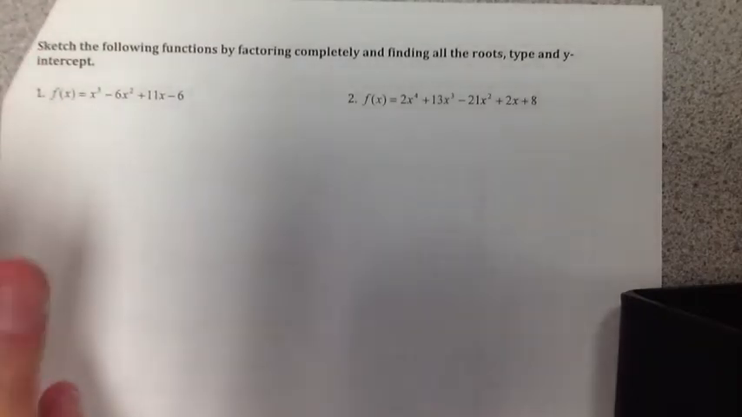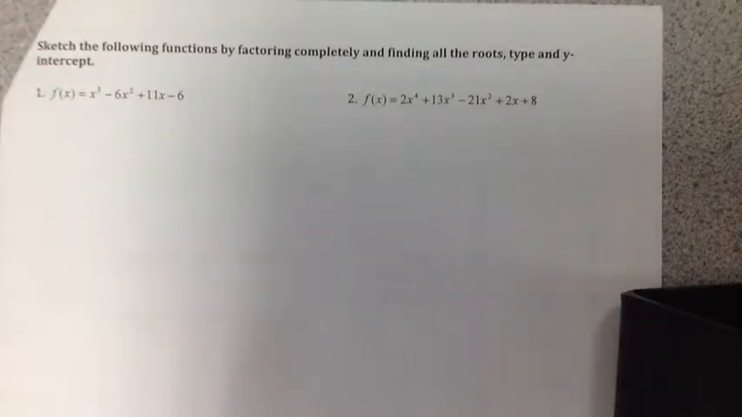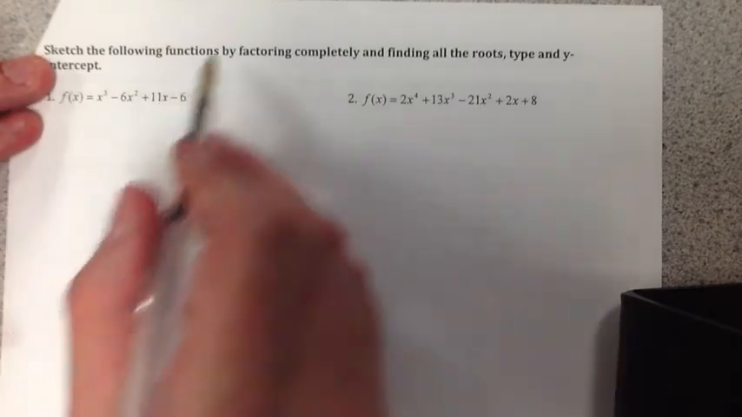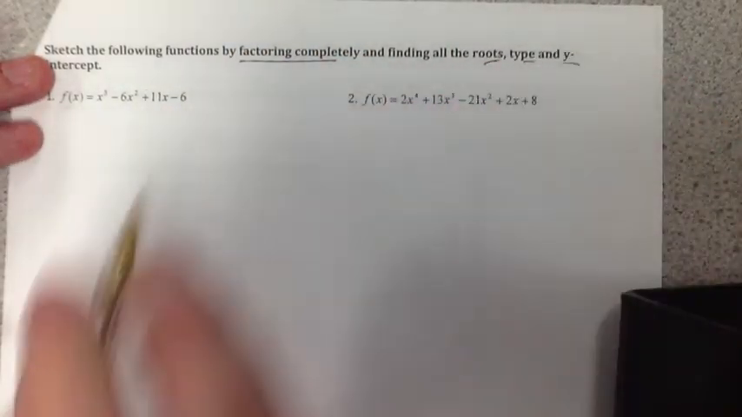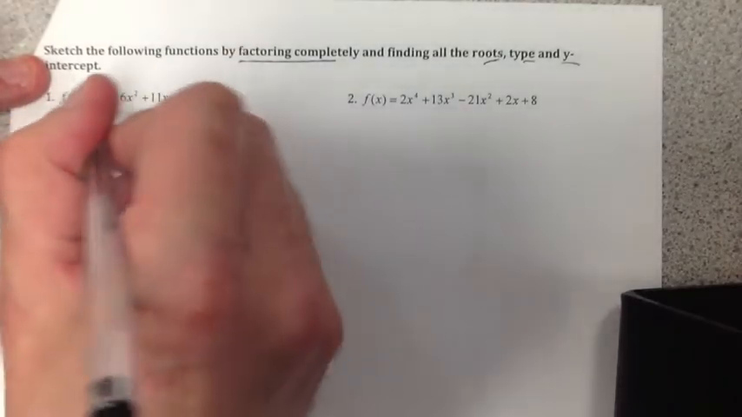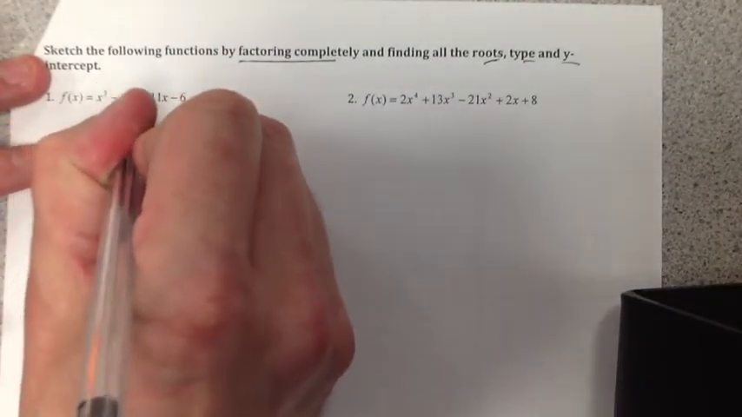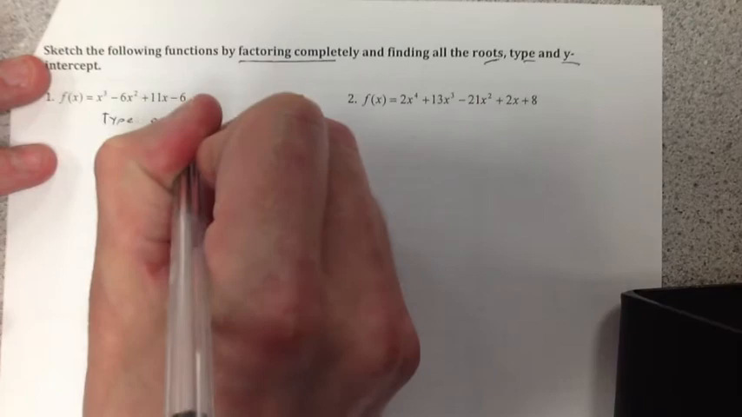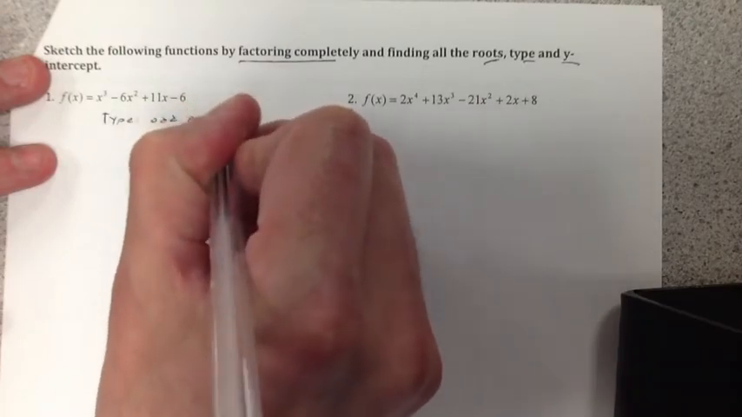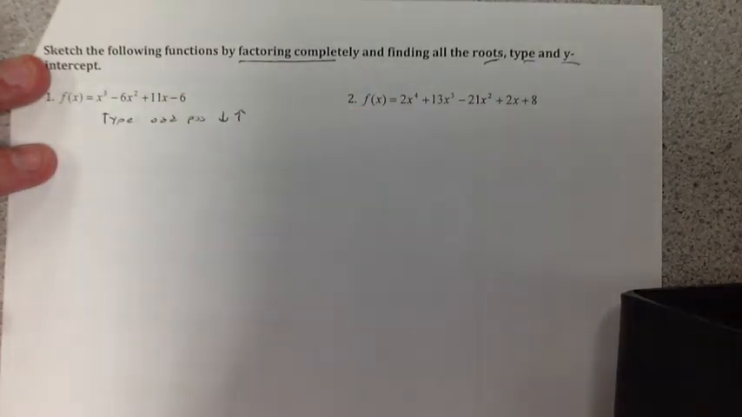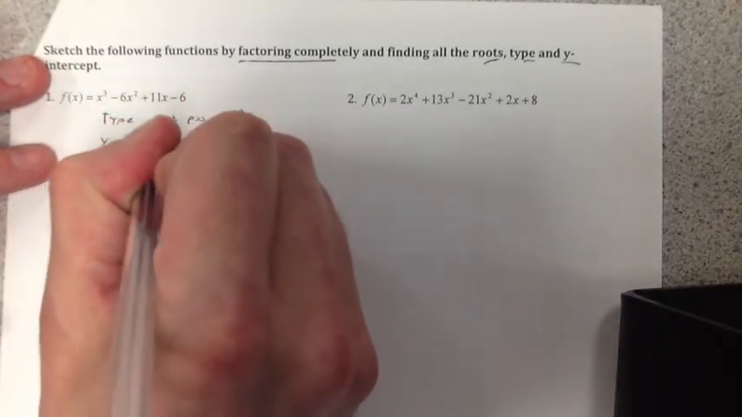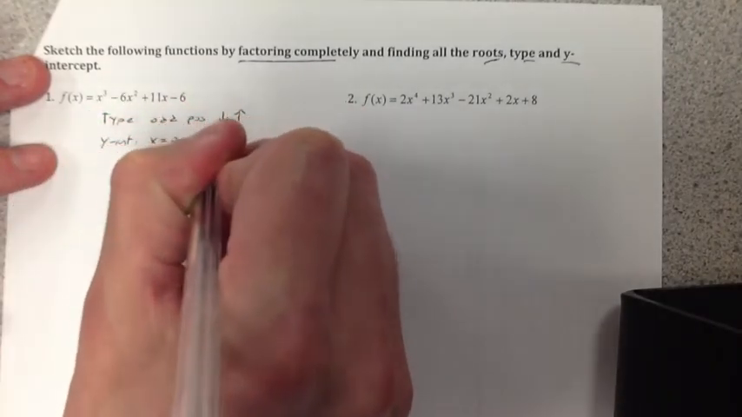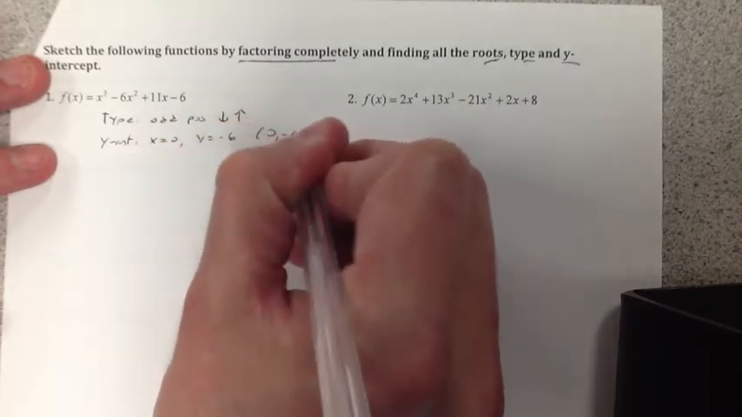What we're going to do now is learn how to sketch a polynomial in any form by factoring completely and finding all the roots, type, and y-intercept. Now, of course, most of it's pretty easy. We already have the type here. This is odd positive, which means it's going to start negative and end positive. We also know the y-intercept, because if x equals 0, y equals -6. So we got 0, -6.